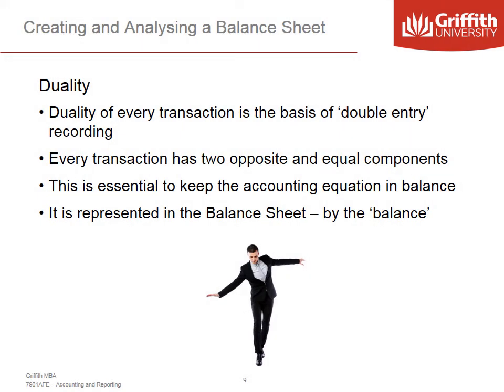Now, I've touched on this when we looked at Susan's transactions, the duality of every transaction. Every transaction has got two parts, and those two parts will offset each other, and they have to do that in order to keep the accounting equation in balance. And that, of course, is why it's referred to as a balance sheet, because it is in balance.